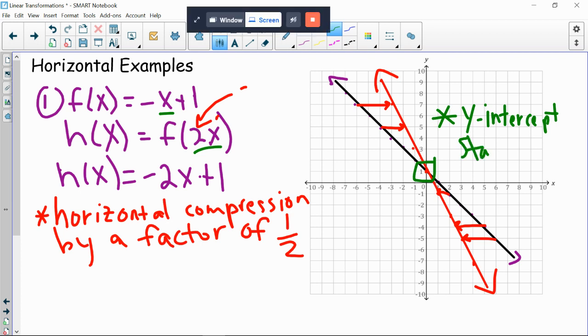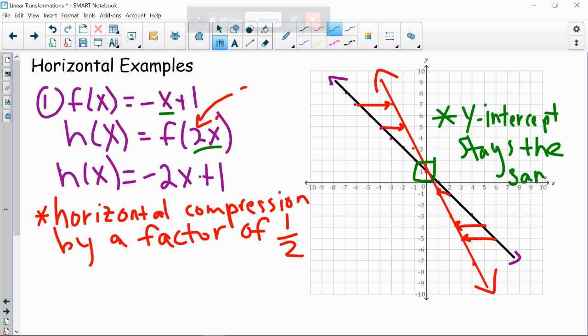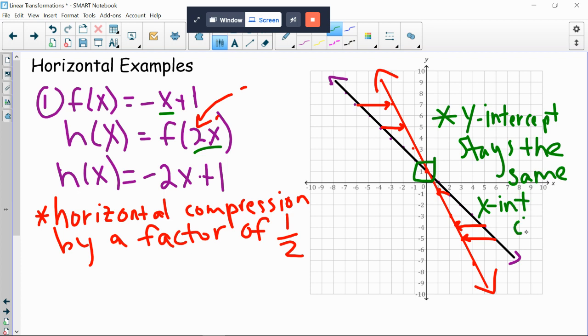Y-intercept stays the same. And x-intercept changes. That's because the y-intercept is when x equals 0, and if you multiply 0 times anything, you still get 0.